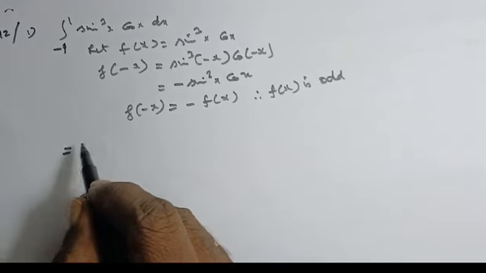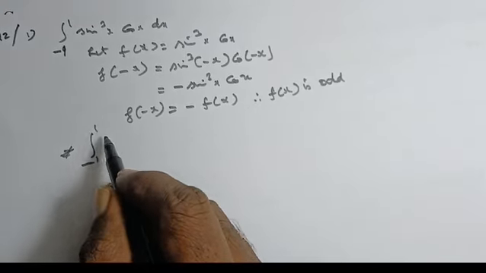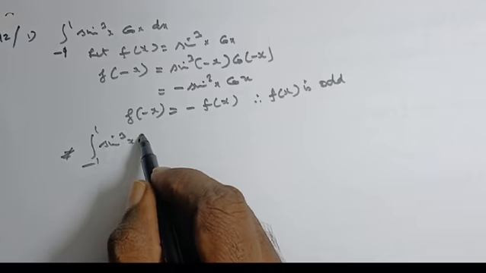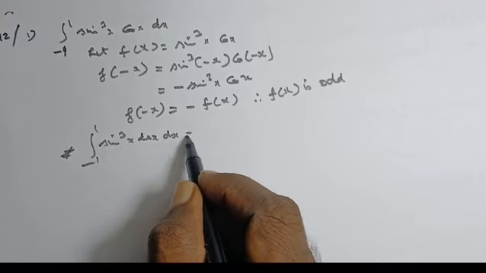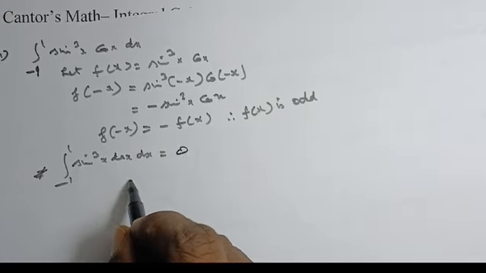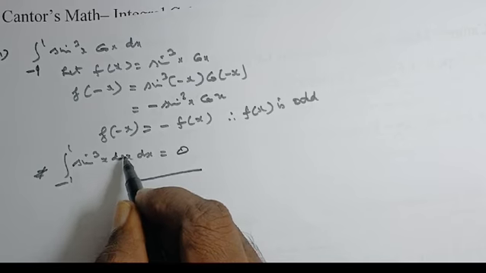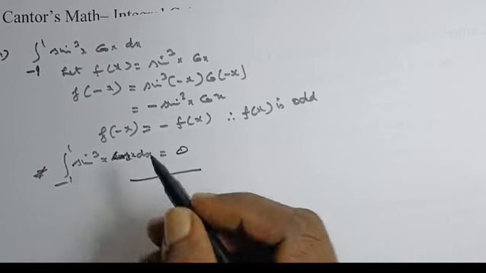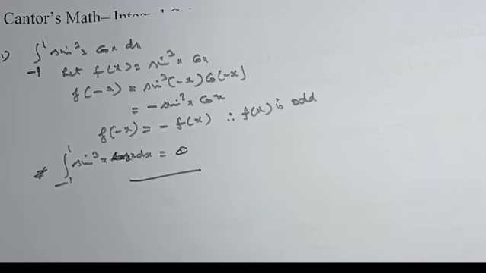If it is odd, the integral from minus 1 to 1 of sin cube x cos x dx equal to, how to write? That is, odd function means it is 0. That's all. This is 0. That's all.